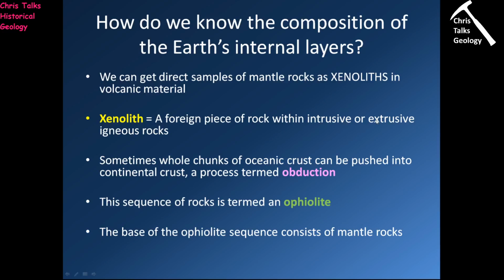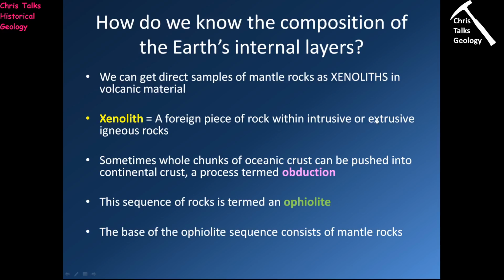The other method through which we can obtain pieces of mantle rock is through the process of obduction. I'm sure you're all familiar with the process of subduction. That's when a piece of oceanic crust goes underneath a piece of continental crust or another piece of oceanic crust. However, every once in a while, that process does not function correctly. And instead of the piece of oceanic crust going under the continental crust or the other oceanic crust, it will instead go over the top of them. So this is the process of obduction.